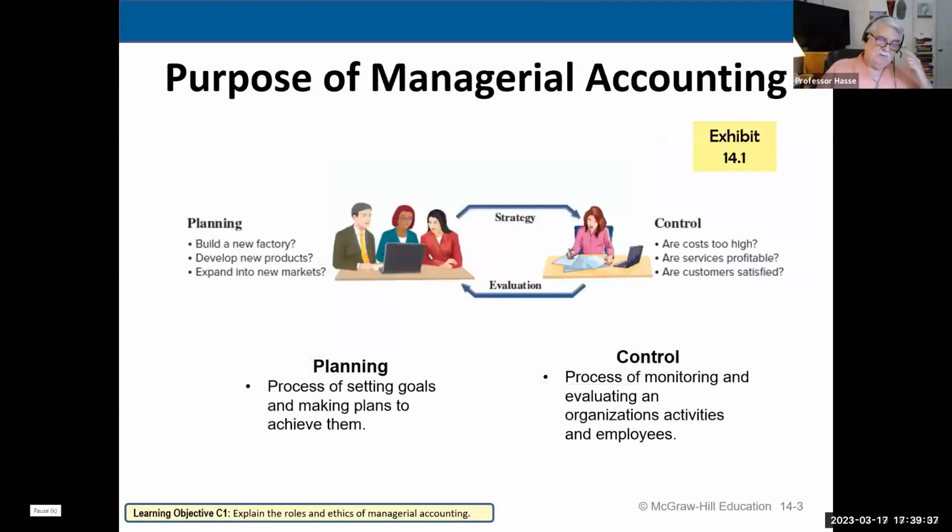It's used, and we talked about this before, for planning, control, strategy, evaluation. A lot of managerial accounting is used to review the performance of employees, of divisions, of offices, of units. How did they perform vis-a-vis a plan or a budget? In a couple of weeks, we'll talk about budgets. But it's a use of evaluating, again, the efficiency of the organization.